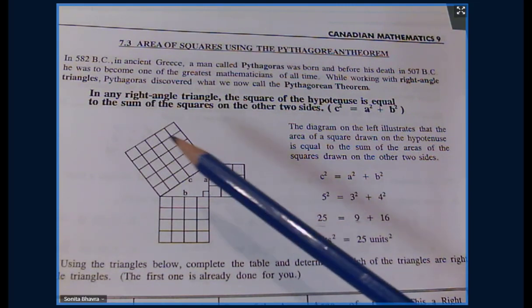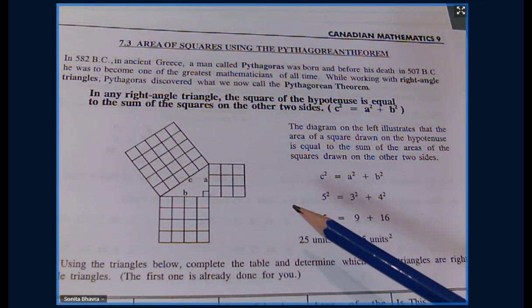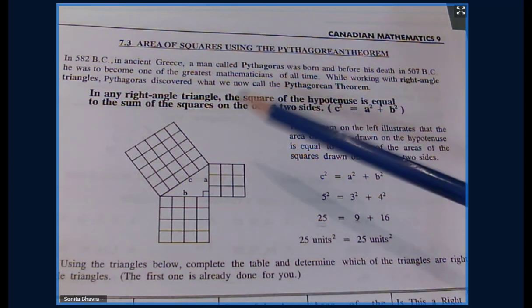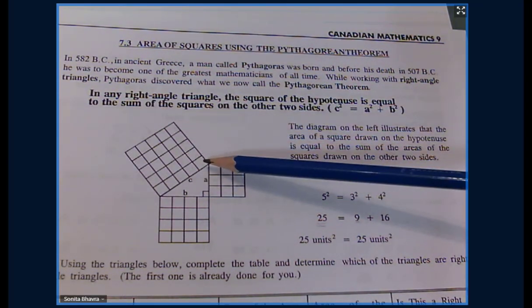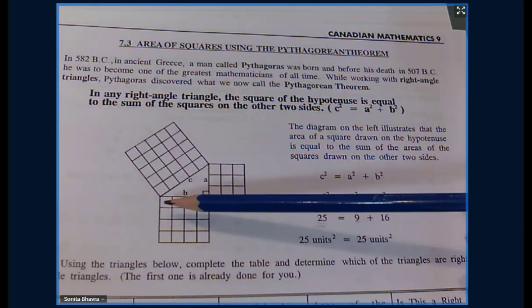But what we could see in this diagram is how the area of a square drawn on the hypotenuse is equal to the sum of the area of the squares drawn on the other two sides. So this actually is a square here. It's a square which is 5 by 5. This square here is a 3 by 3 square, and this square here is a 4 by 4 square.